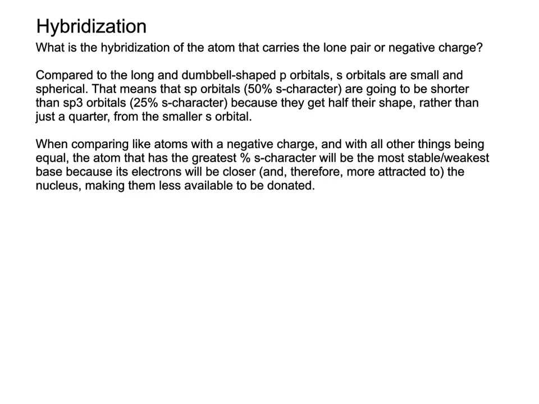When comparing like atoms with a negative charge, and with all the other factors being equal, the atom that has the greatest percent s character will be the most stable or the weakest, because its electrons will be closer to, and therefore more attracted to, the positively charged nucleus. This makes them less available to be donated, and since one of the definitions of a base is an electron donor, we're going to be less basic if we're more tightly held by the nucleus.